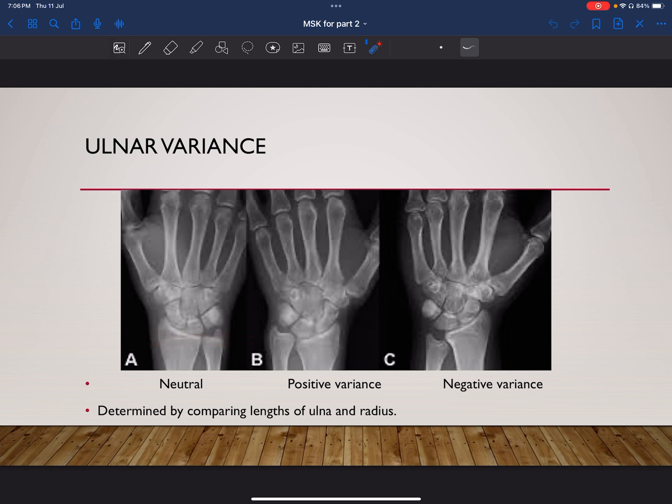Now we see that the ulna has been pushed distally, impacting over the lunate. Here we can see that the ulna has been pushed distally compared to the radius. This is positive variance. Then we have negative ulnar variance. Here we can see the ulna has been proximally retracted. On the other hand, the radius has been pushed distally. This is known as negative ulnar variance. So it is determined by comparing the lengths of radius and ulna.